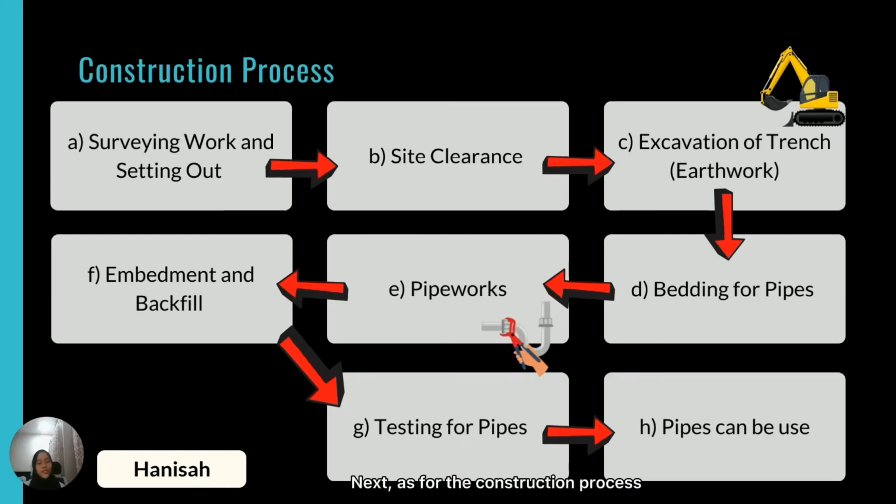Next, as for the construction process for water reticulation piping installation, it consists of several phases such as surveying work and setting out, site clearance, excavation of trench, bedding for pipes, pipe works, embedment and backfill, testing of pipe before the pipe is ready to be used.